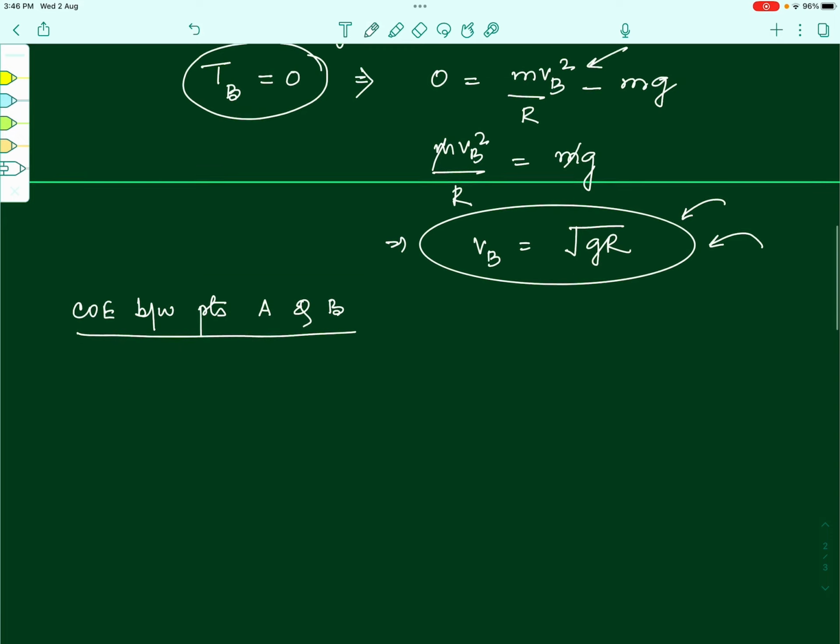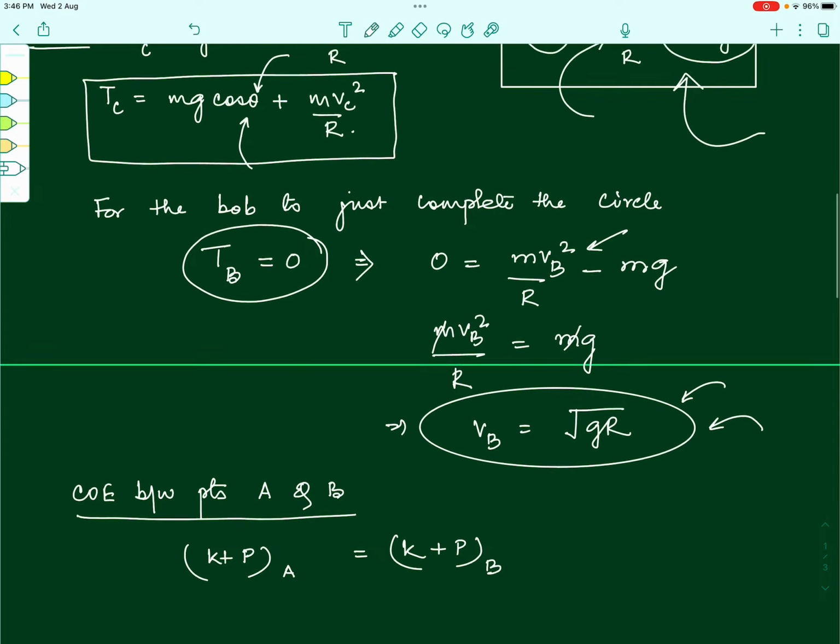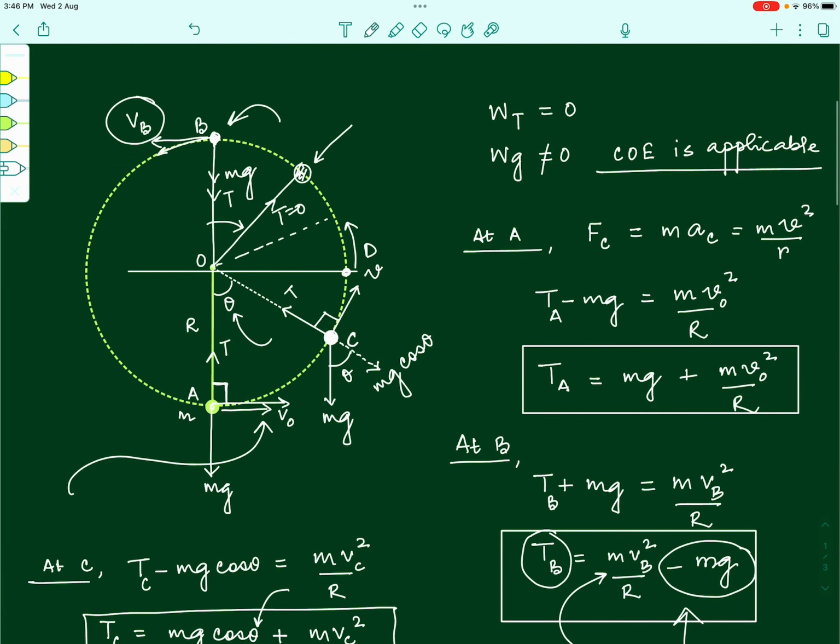How do we use the conservation of energy? We all know that when the total mechanical energy is conserved, the kinetic plus the potential energy at the point A should be equal to the kinetic plus the potential energy at B. Now let us look at the figure once again. At the point A, the kinetic energy will correspond to a velocity v naught, so it will be half m v naught squared, whereas the point A being the lowest point of this whole figure, we can consider the potential energy at the point A to be 0. This is the reference that we can give here, right?